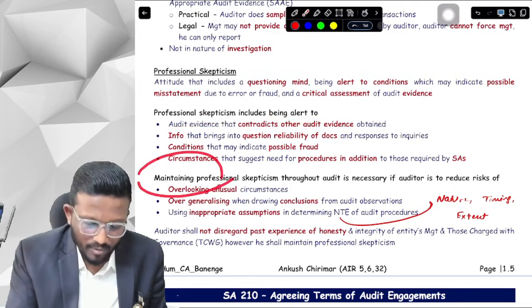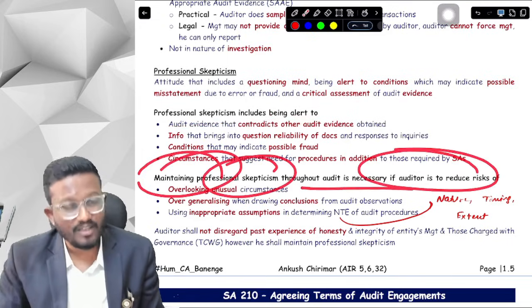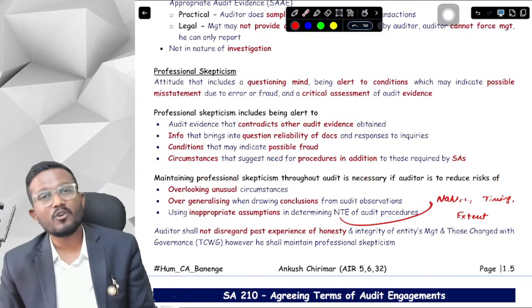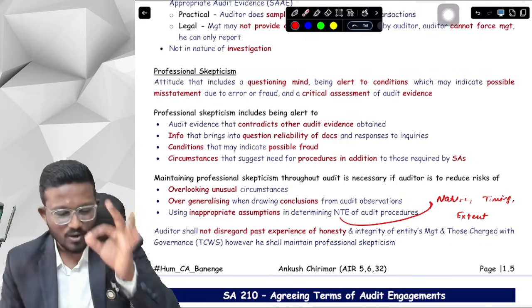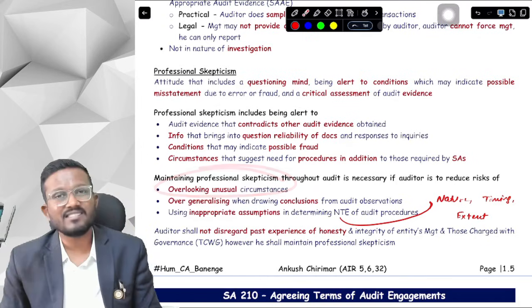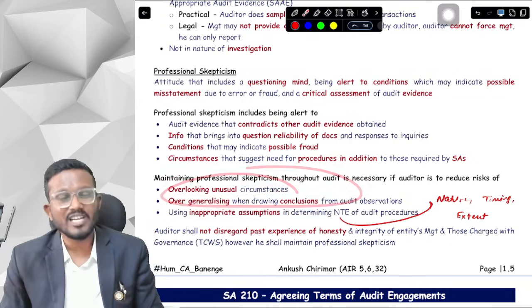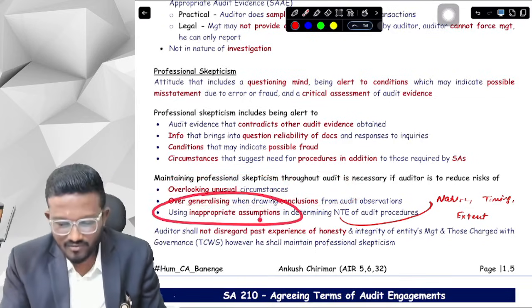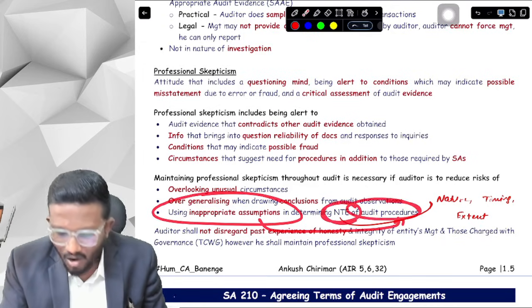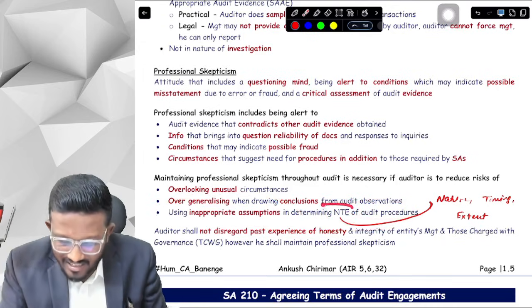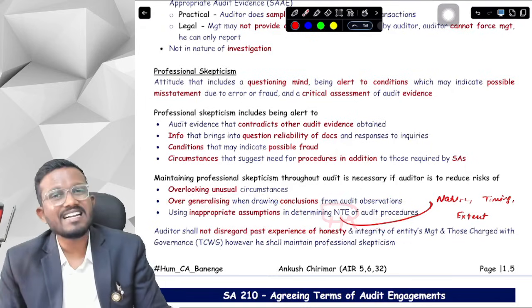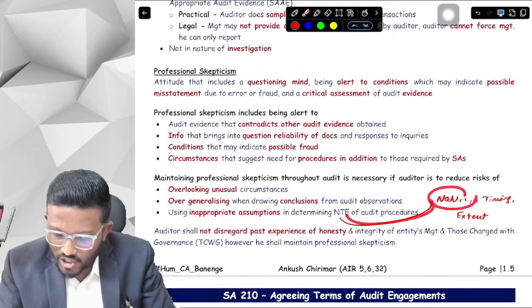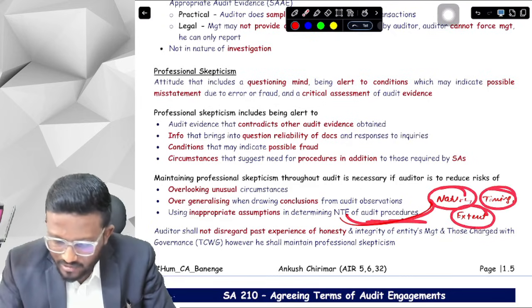Next, maintaining professional skepticism throughout the audit is necessary if you want to reduce the risk. Which risk do we want to reduce, sir? Over, in. What is over, in? Overlooking unusual circumstances, over generalizing when drawing conclusions, and using inappropriate assumptions when determining the NTE of audit procedures. What is NTE? NTE is basically nature, timing, and extent of audit procedures.